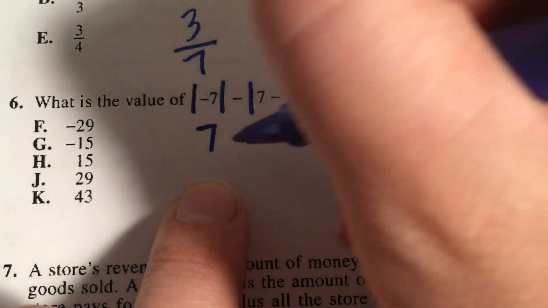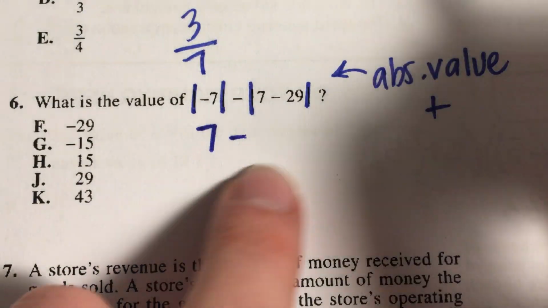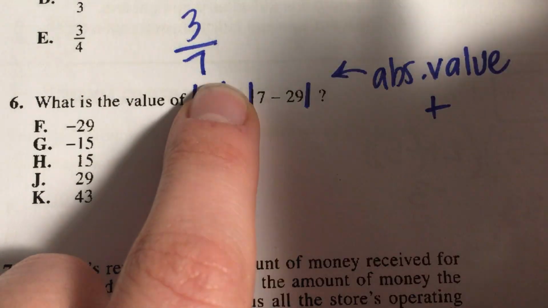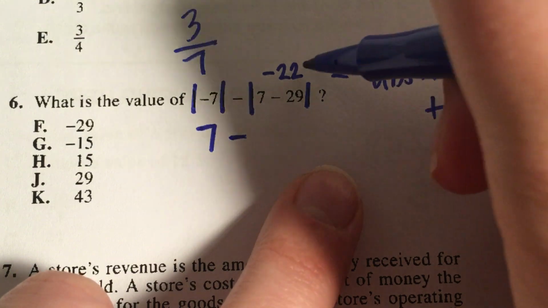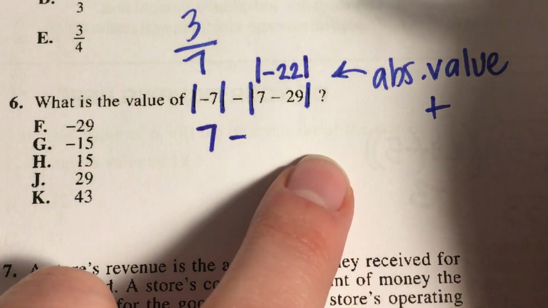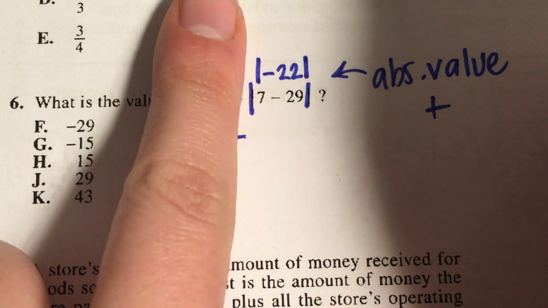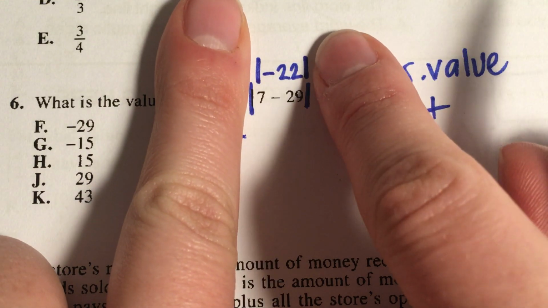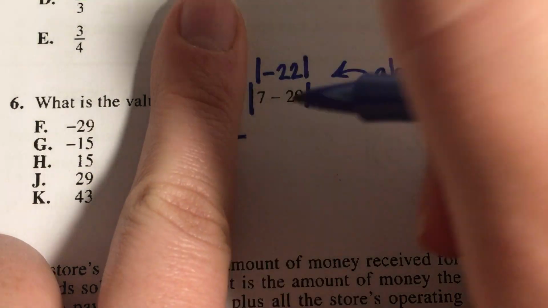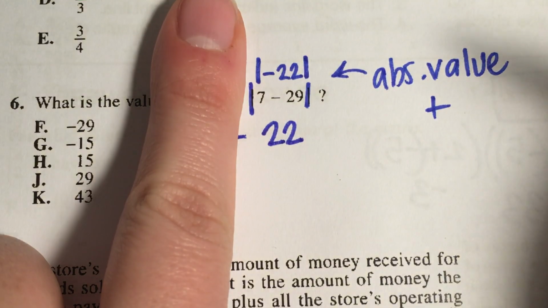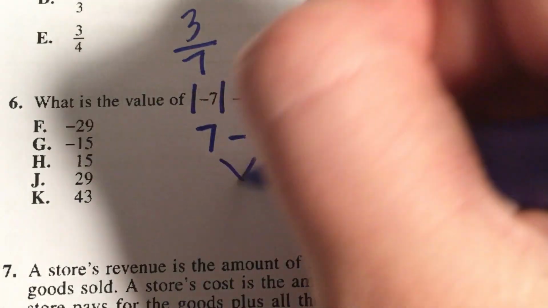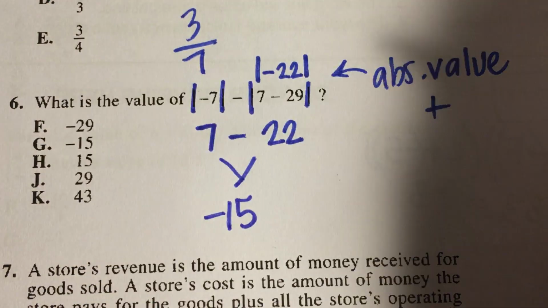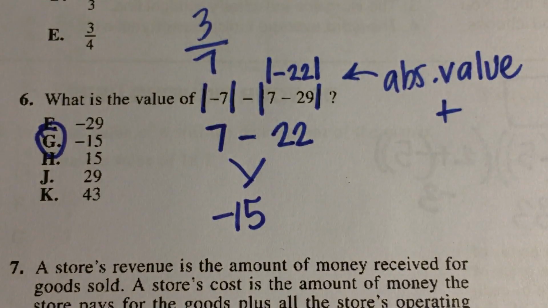And then we're going to be subtracting. And in this case, we don't turn this into a positive. We do 7 minus 29, which would be negative 22, still inside the absolute value bar. And now that it's just that number inside of there, we take that and turn it into the positive version. So this would be positive 22. So now 7 minus 22 would be negative 15. Right, so our answer would be G.